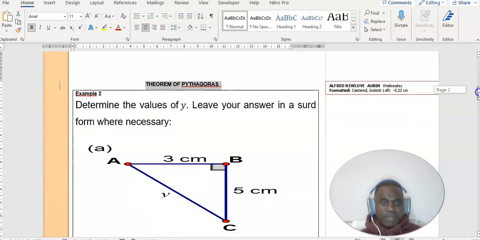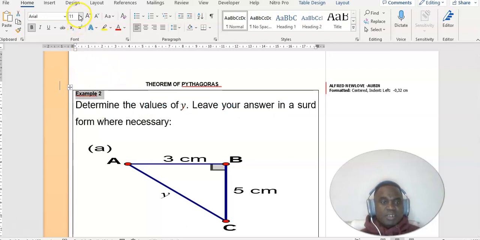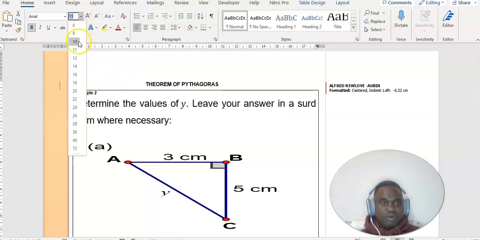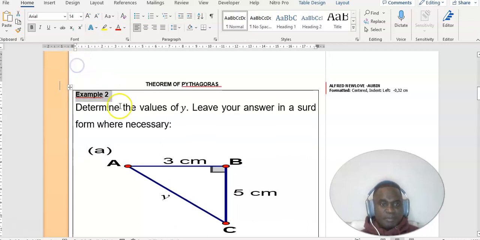Today I want us to quickly look at the theorem of Pythagoras, in other words, Pythagoras theorem. You are going to do Pythagoras theorem in grade 9. You also see it in grade 10. You even see it in grade 11, and in grade 12 questions are also asked on Pythagoras theorem.